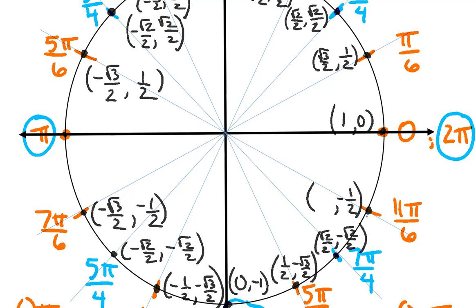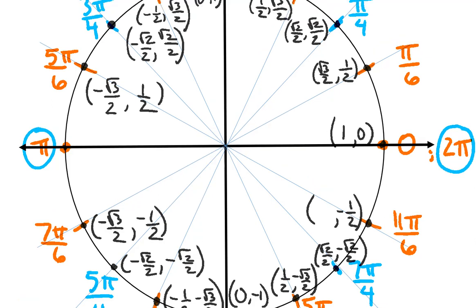And lastly, for 11 pi over 6, again we're using symmetry. We already have the y value in there as negative 1/2 from the symmetry earlier. The x value would be exactly the same as it is directly above it at the pi over 6 mark, so that means root 3 over 2.